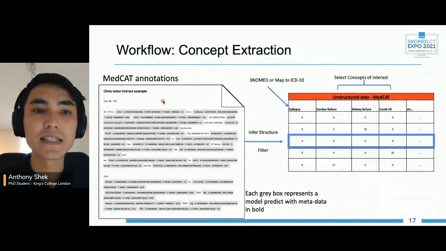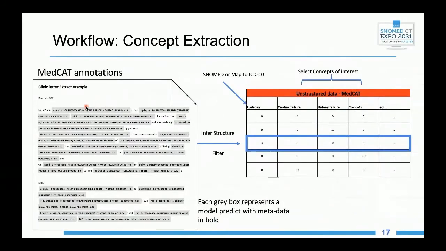On the left-hand side is an example of how MedCat would annotate and label the documents. In gray is a prediction of what MedCat is labeling, each gray box represents a prediction of the model, and in bold is the respective metadata. What it can do is infer a degree of structure, and you can choose any top-level heading, however high or low level within the SNOMED hierarchy. So under epilepsy, the code for epilepsy, it says there are 3 mentions of epilepsy in this document, including the children of epilepsy.